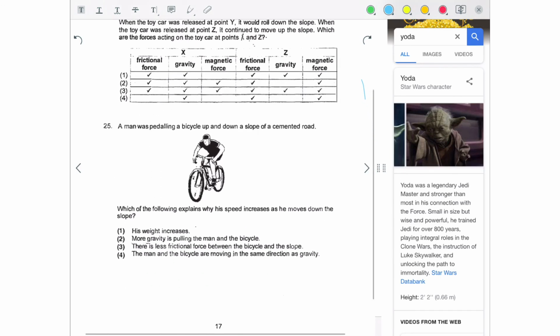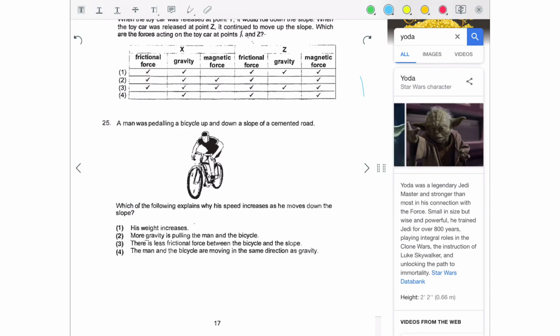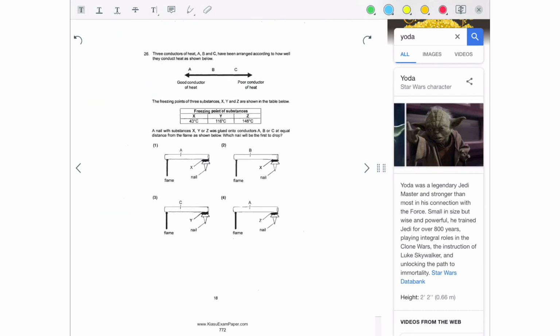Bicycle. Do you ride bicycles? Do you have like the e-scooter or the e-bike? No. Okay, why does its speed increase as it moves down the slope? It's common sense, no? Right? Gravitational pull. 3 more to go.